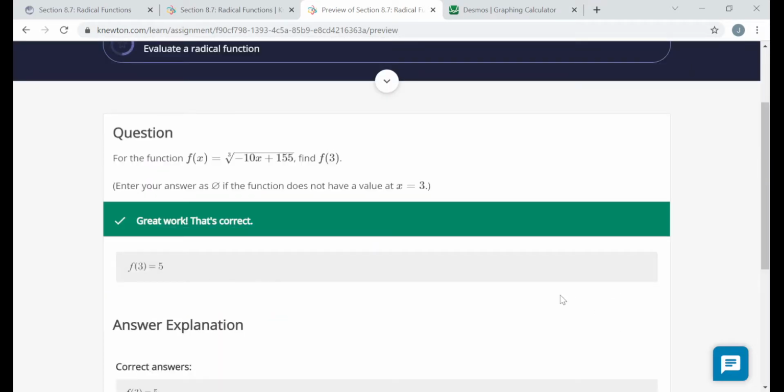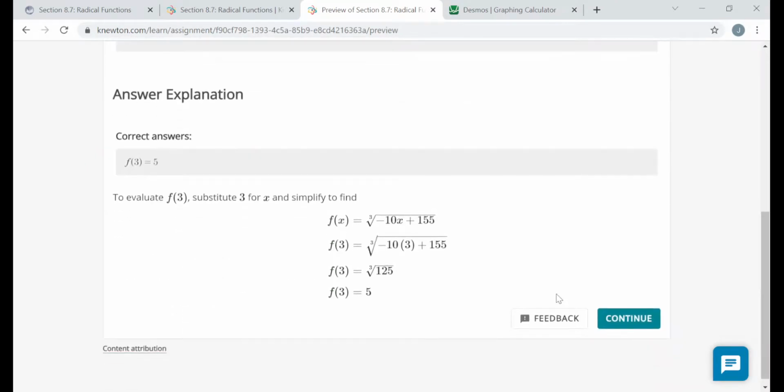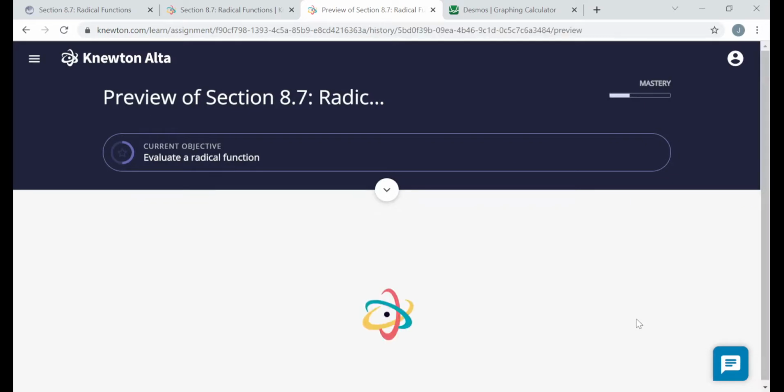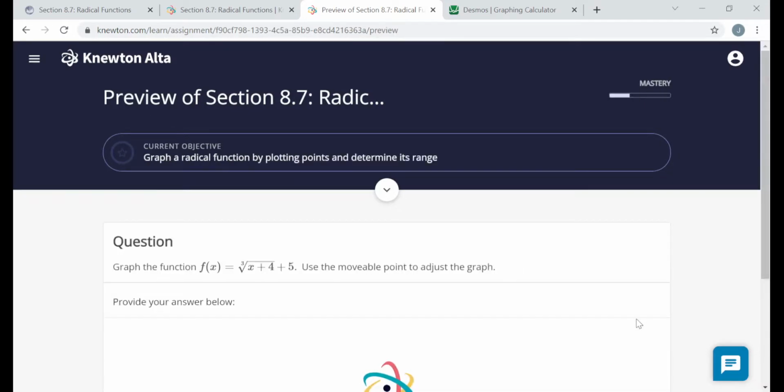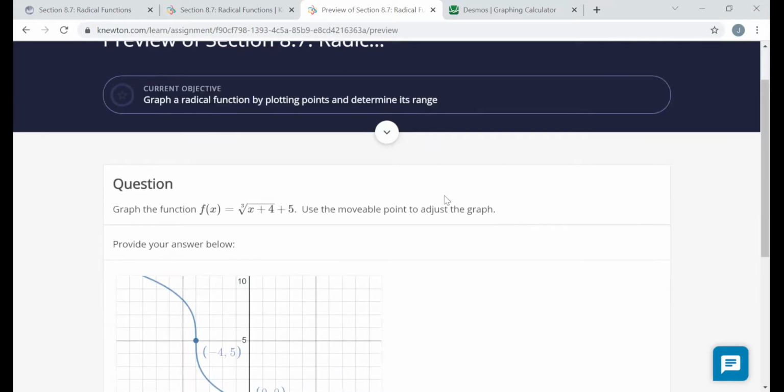And once again, please read through the answer explanations. All right, next question. Now we're getting to the objective: graph a radical function by plotting points and determining its range.